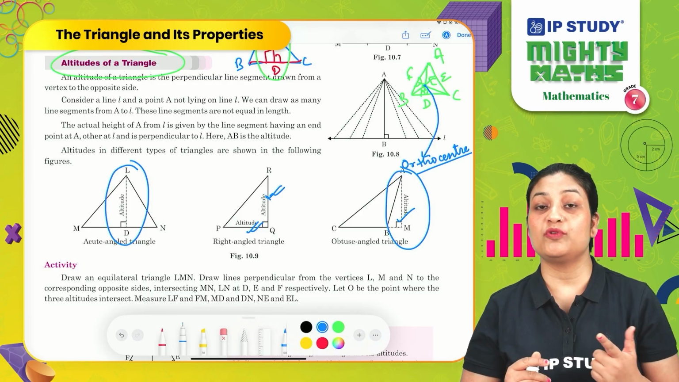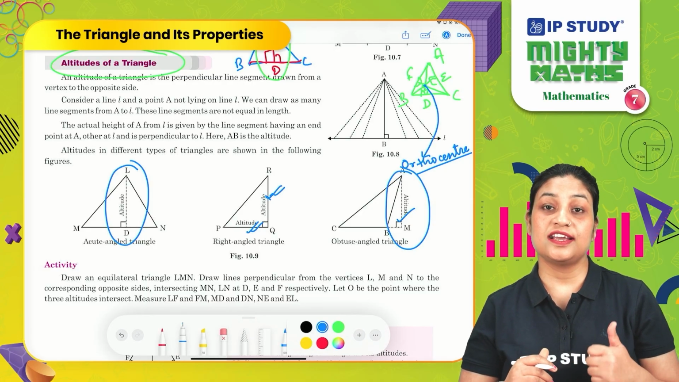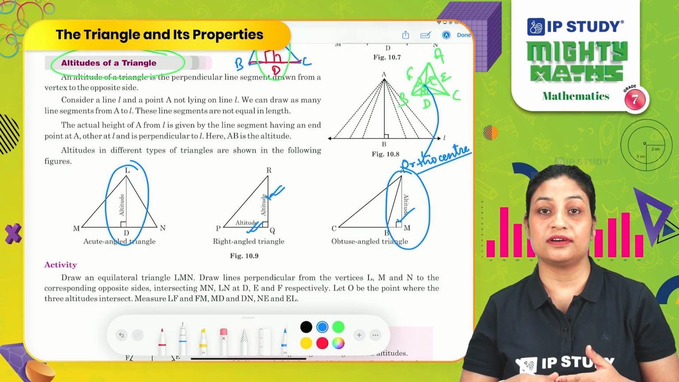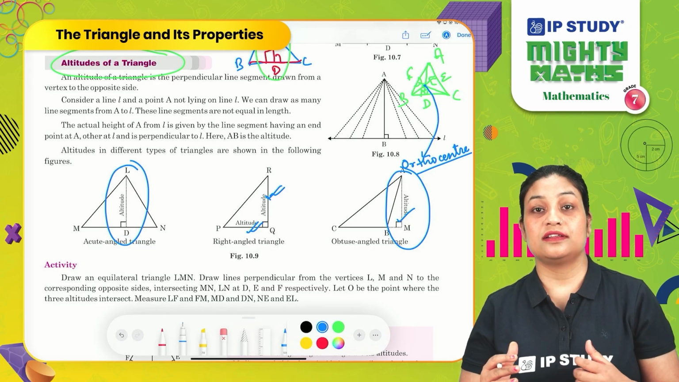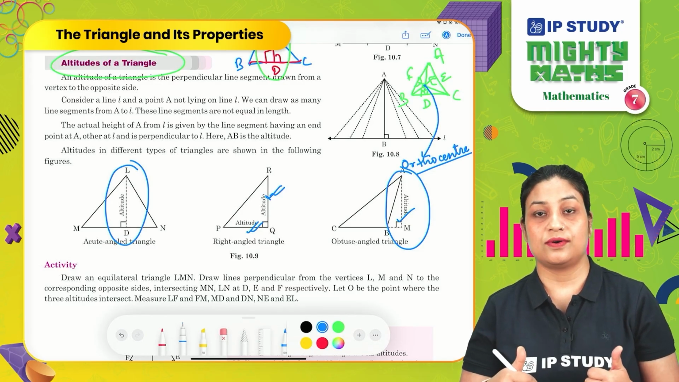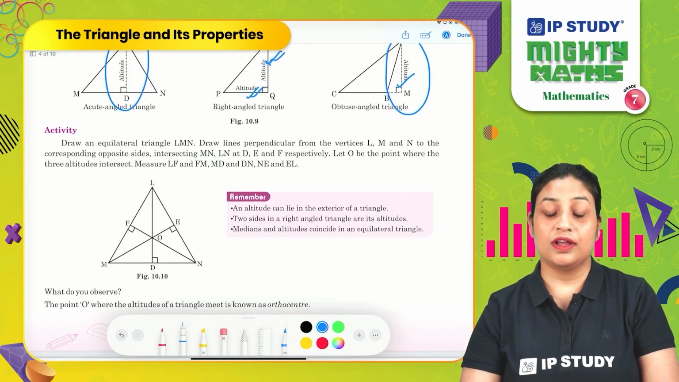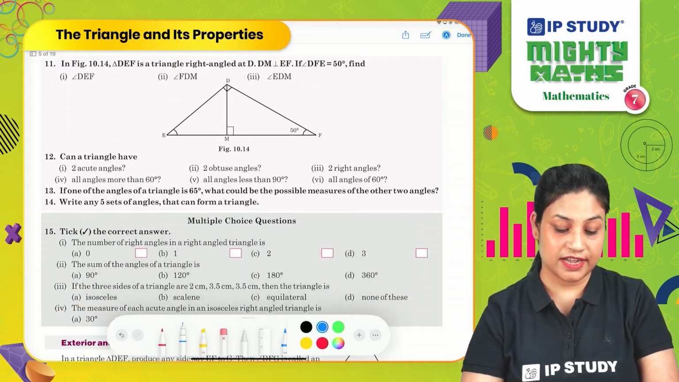Now student, one more point that we need to remember. It's a special case, you can say that, in the case of an equilateral triangle that we are going to discuss later in this chapter. In an equilateral triangle, the median and the altitude of the triangle always coincide. Okay, so this is a special case. Please remember this thing. Now let's move on to the next topic.